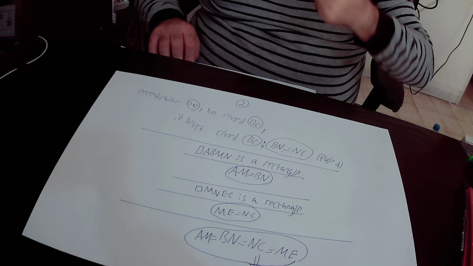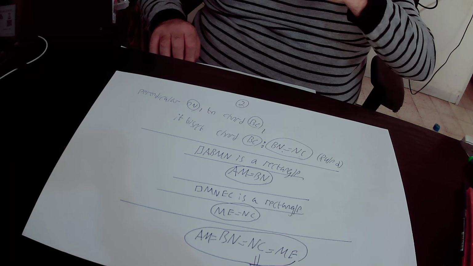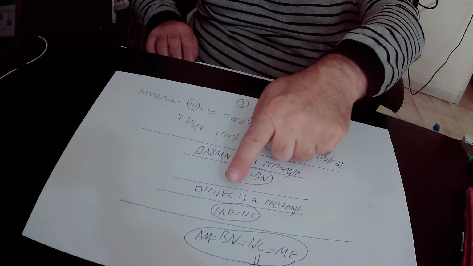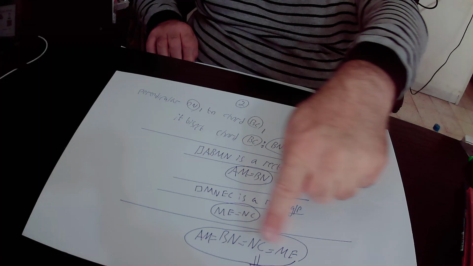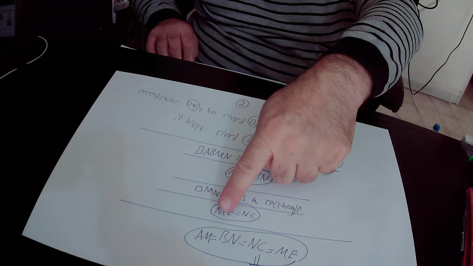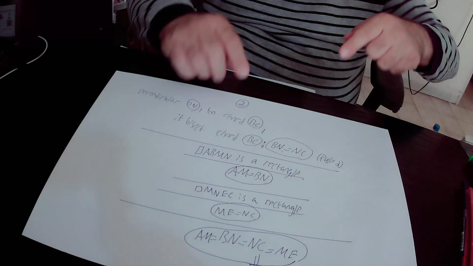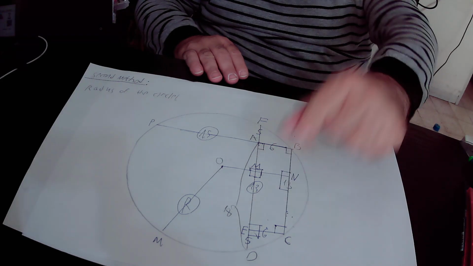And according to the same rule that the opposite sides of a rectangle are equal to each other, we also found out that NC equals ME. So we can write here that NC equals ME. And from this long equation, AM equals BN equals NC equals ME, we will derive that AM equals ME. Here, side AM equals side ME.